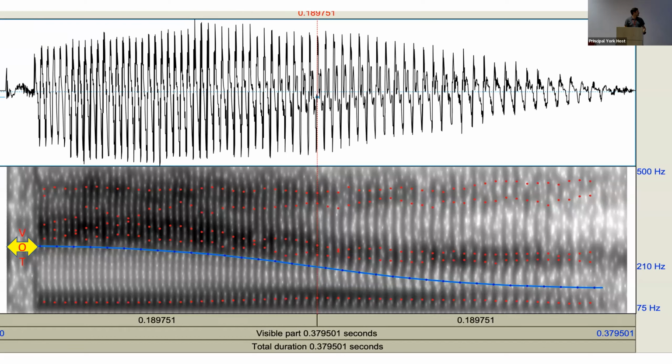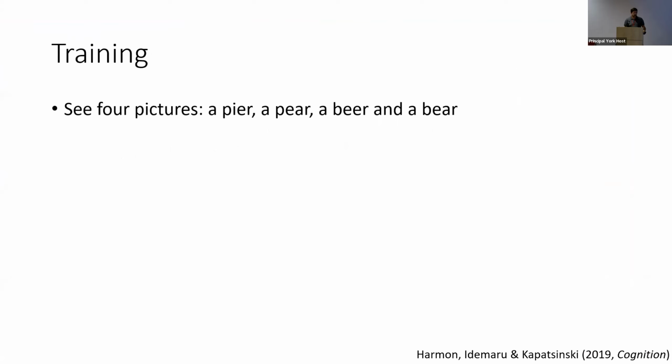Well, VOT is the length of this aperiodic puff of air from after your mouth opens to before you start vibrating your vocal folds. And F0 is the pitch that happens at the end of this interval. So these are the dimensions we're looking at. So in training, they got 4 pictures, a peer, a pair, a bear, a beer, arranged on a computer screen.